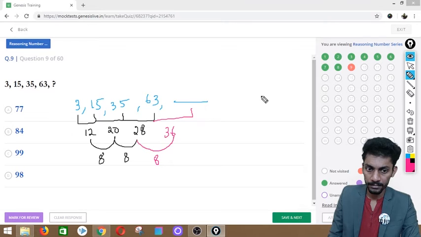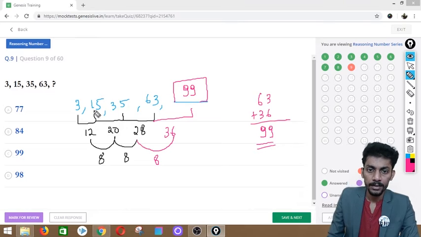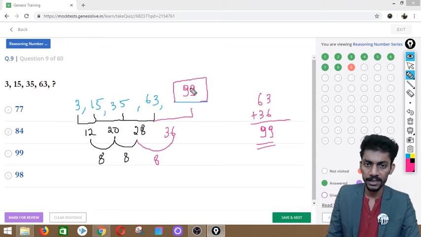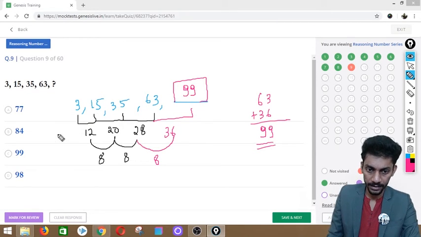The answer should be 63 plus 36. That is nothing but 99. The answer is 99. I'll explain again. 3, 15, 35, 63. The values are increasing, correct? So we take the first difference and write it down. The differences are 12, 20, 28, which is in black. If you take the second difference, you get differences of 8 and 8.